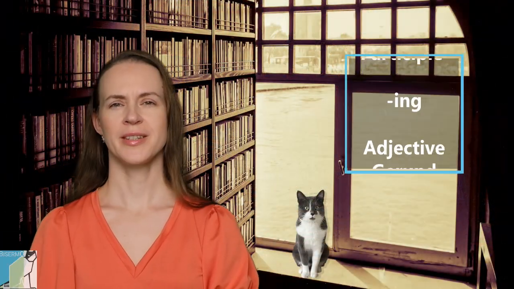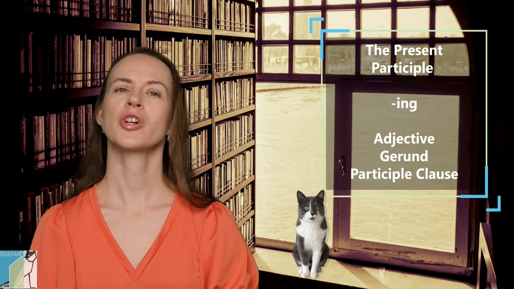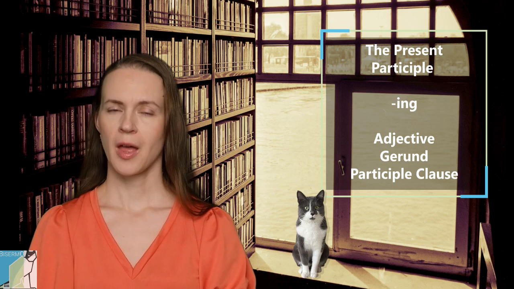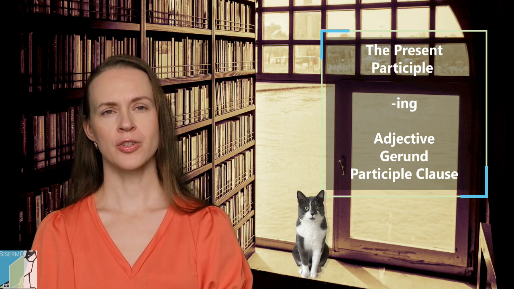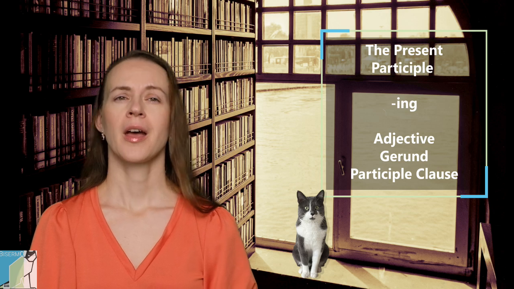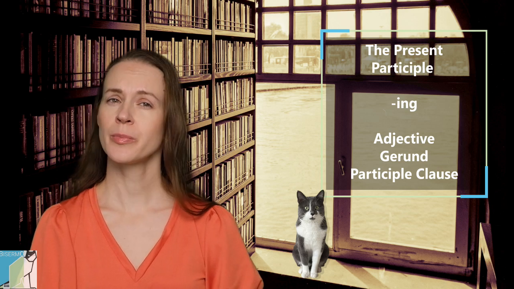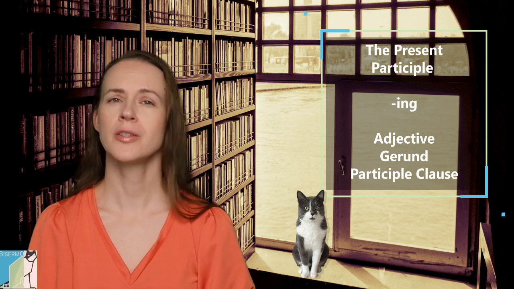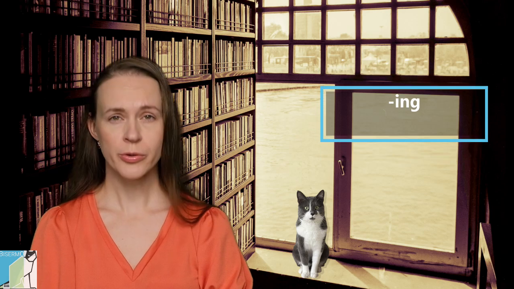The present participle is a verb form which has an ending -ing and in a sentence can function as an adjective, as a gerund, as a participle clause which provides additional information. And also the present participle is used with auxiliary verbs to form continuous tenses.